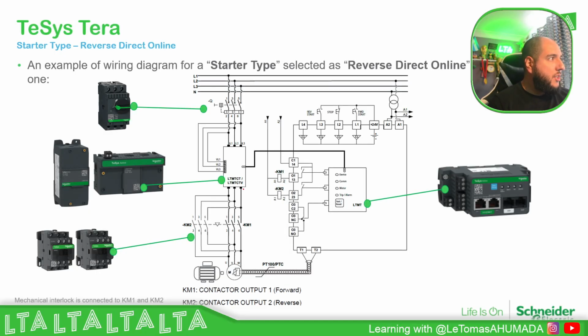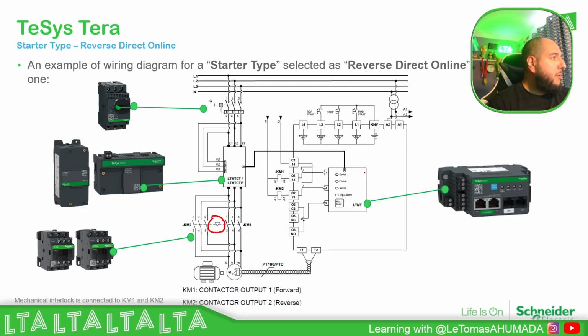So this is the example wiring. As soon as you configure this, you will have the sensor model. You see here the 3 phases and the voltage coming in. You have the MCB on the top, and then you have 2 contactors, one for forward and the other one for reverse. You have over here an internal mechanical interlock, but there is also a logic interlock in the TeSys Tera solution, so we advise to use these also.